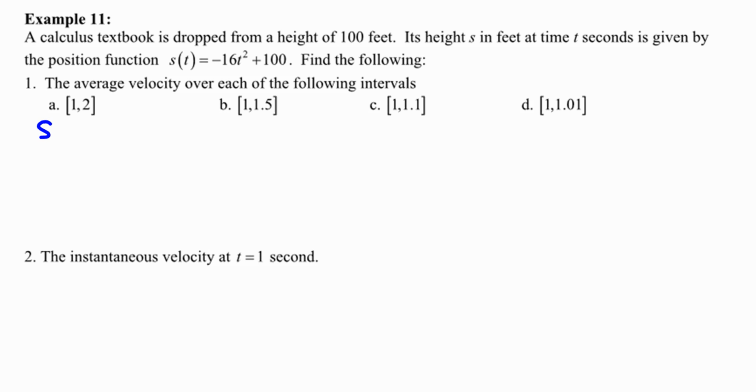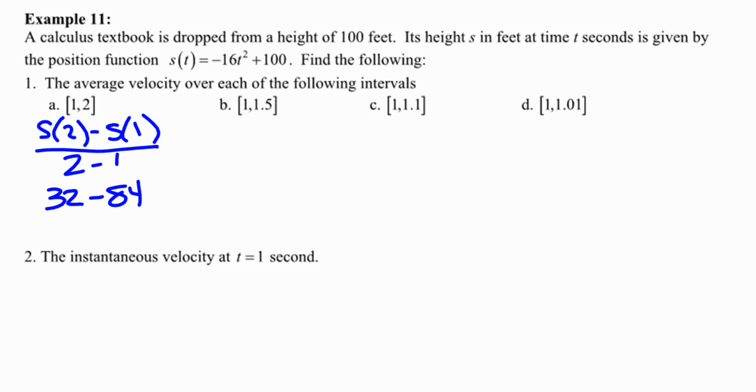So all we're doing for average velocity is s of 2 minus s of 1 over 2 minus 1. S of 2, I believe, is 32. S of 1 is 84. Over 1, so that equals negative 48 feet per second. So it makes sense that it's negative because the height of the textbook should be going down, so it's traveling downwards.